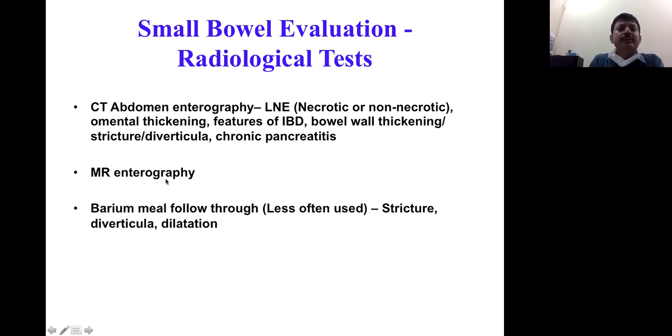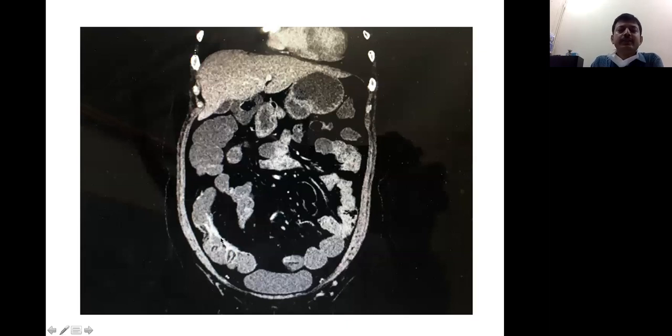So this is a picture of a CT enterography, and as you can see, there is a stricture in the small intestine with thickening of the bowel wall. Okay? So this can help you in diagnosing. Now the problem is, is this test sufficient to diagnose all the cases?